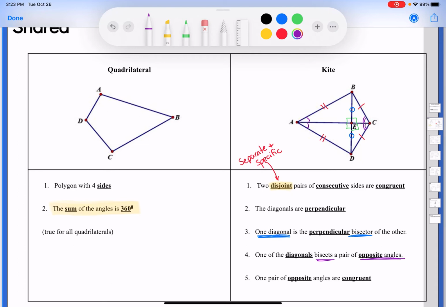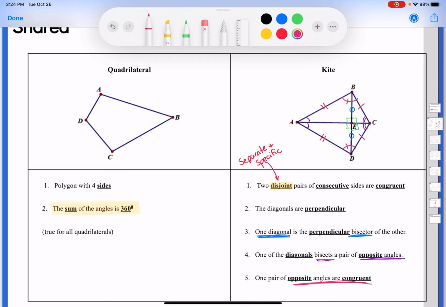And then the last one, number 5: one pair of opposite angles are congruent. So again, that's from the original kite. If you look at our original angles, you can see angle A, or BAD, is not the same as BCD, right? BAD is acute, BCD is obtuse. But the other angles here, ABC and ADC, those two angles are congruent. So one pair of opposite angles are congruent. The other pair of opposite angles are bisected by the diagonal.